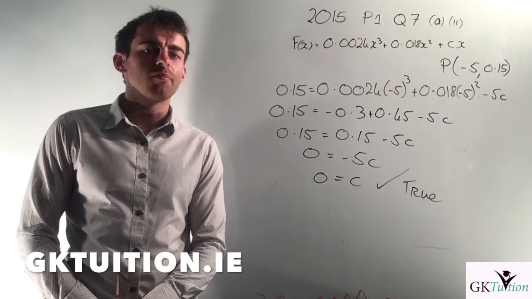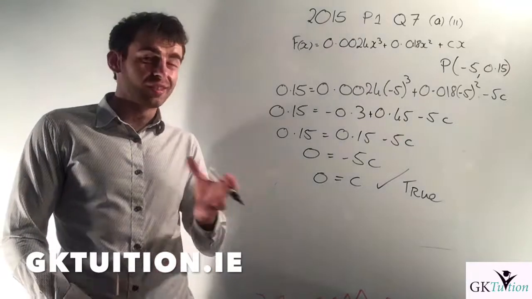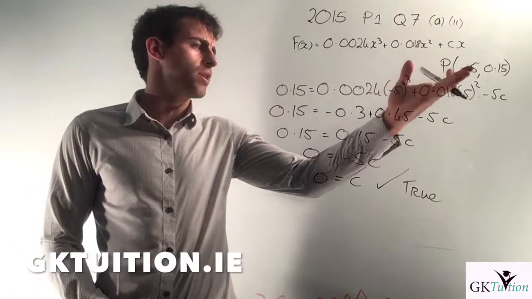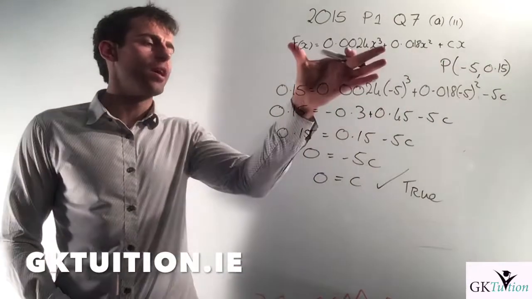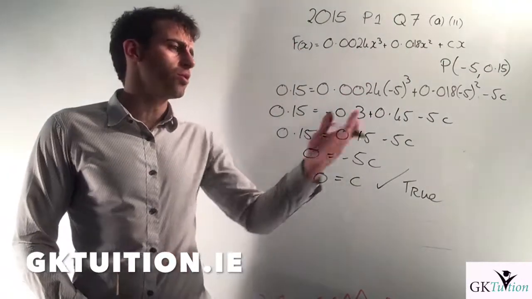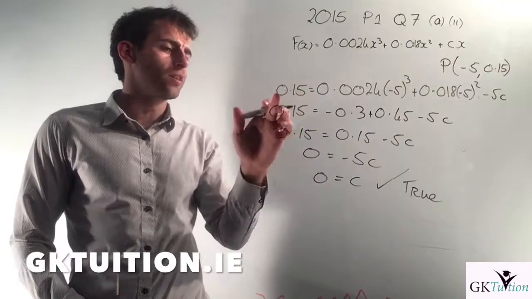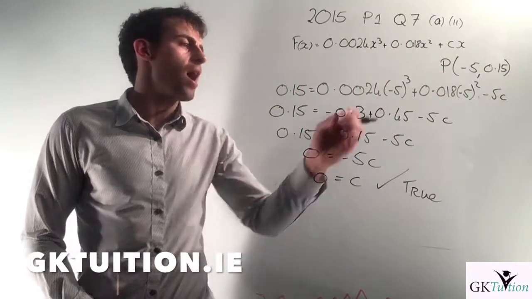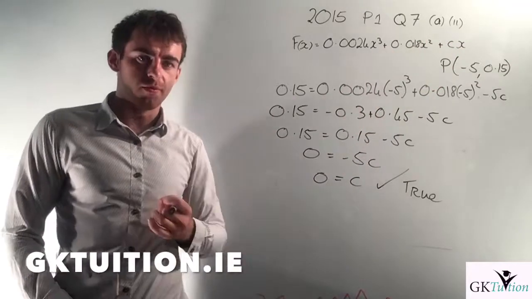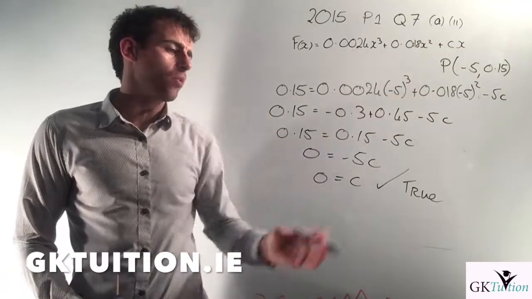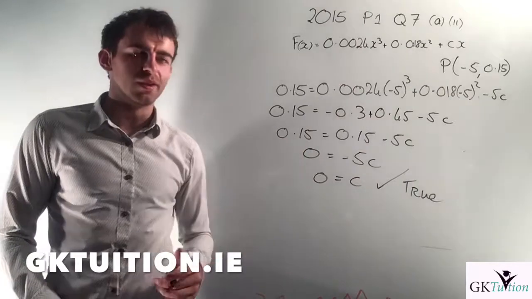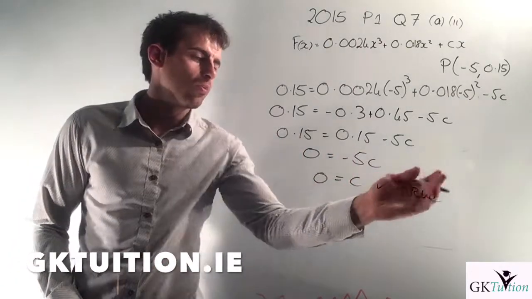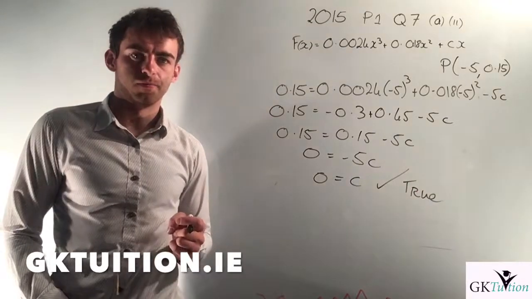For the second part of this question, you'll notice it's almost identical to A part 1. In this case, we're told that the coordinate (-5, 0.15) is on this function. So instead of f of x, I can sub in 0.15, and instead of x, I can sub in minus 5, and that should allow me to work out my c. When we work our way through this question, we end up with c is equal to 0. Once again, because it asked me to verify this, I put a tick beside it and say that it's true.